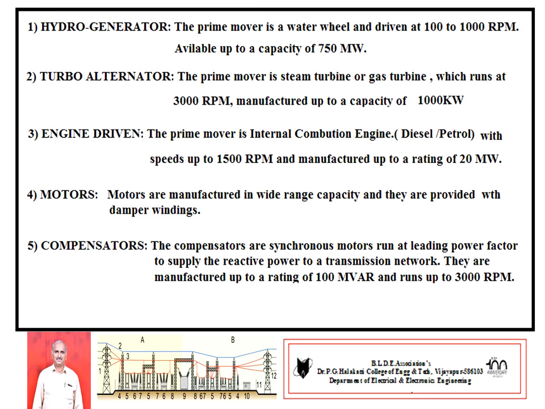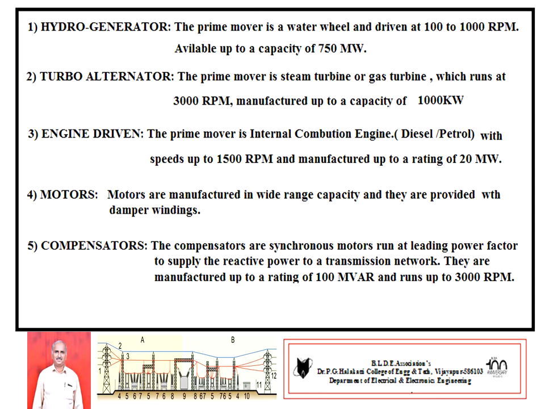Number two, turbo alternators. Such type of alternators are used along with steam turbine or gas turbine. Such type of rotors possess strong construction. Hence, they are also useful for high speed, 3000 rpm, and are manufactured up to a capacity of 1000 kilowatt.